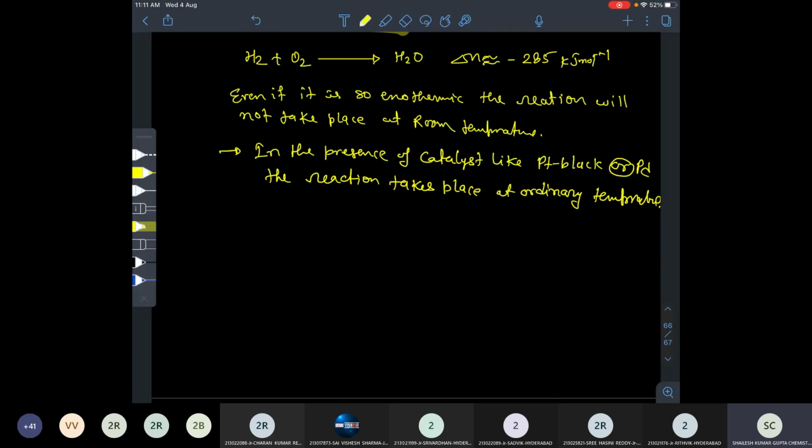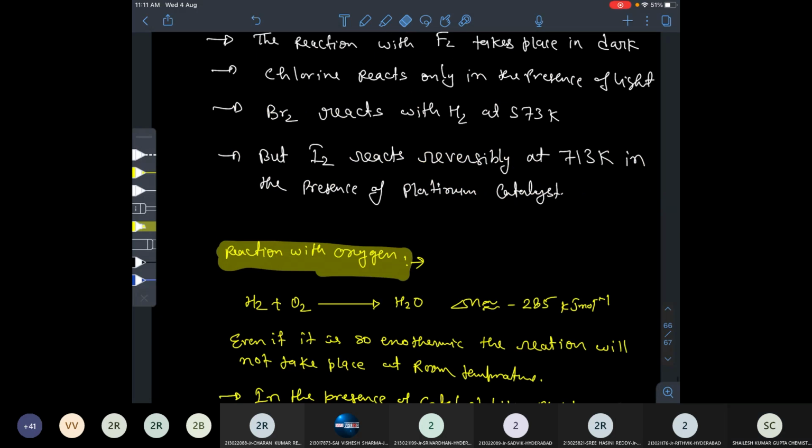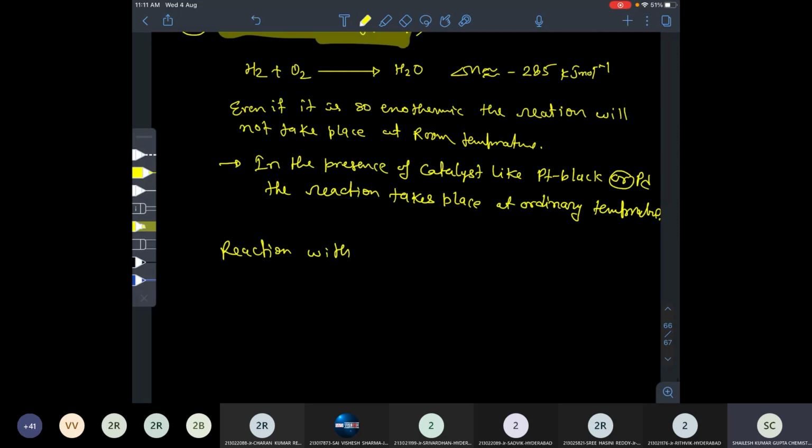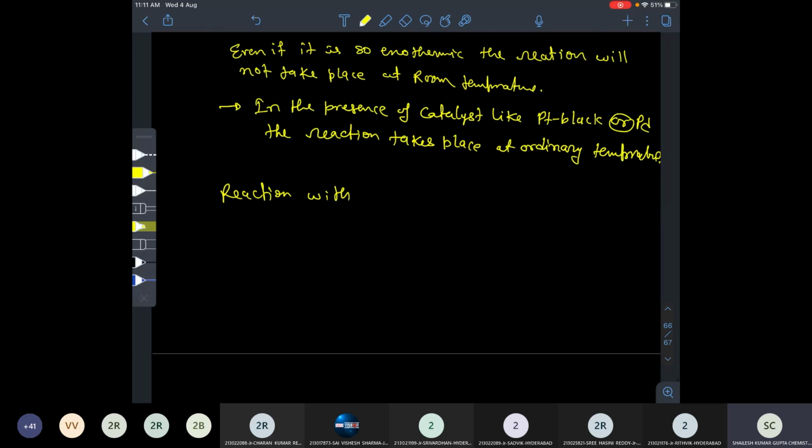Now let's talk about another thing, reaction with... this was second. Let's talk about the third reaction, reaction with nitrogen.